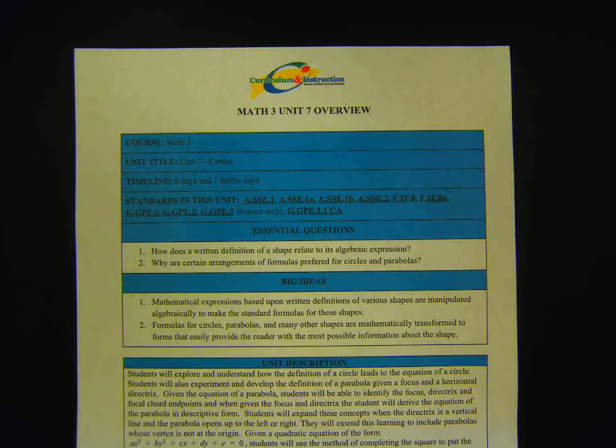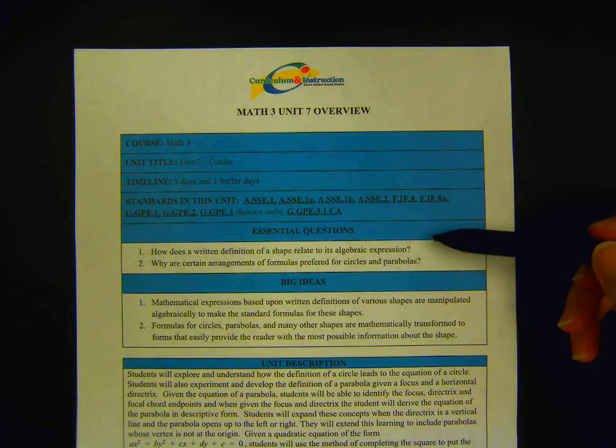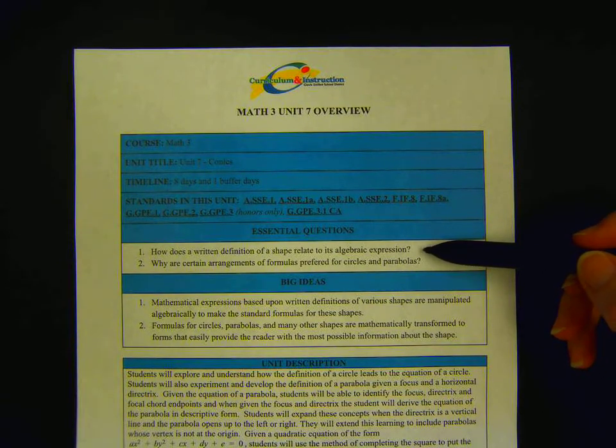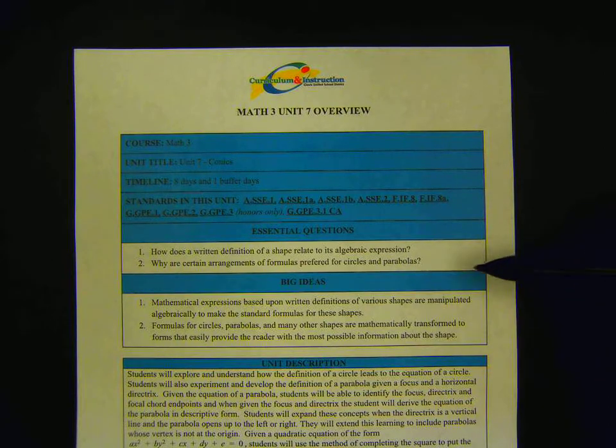Our two essential questions are, how does a written definition of a shape relate to its algebraic expression? This is really important. As we look at the standards, you'll see why. And number two, why are certain arrangements of formulas preferred for circles and parabolas in particular? The standard in general talks about rearranging formulas to show certain aspects about a function or a shape. And so we're going to be looking at those two things.